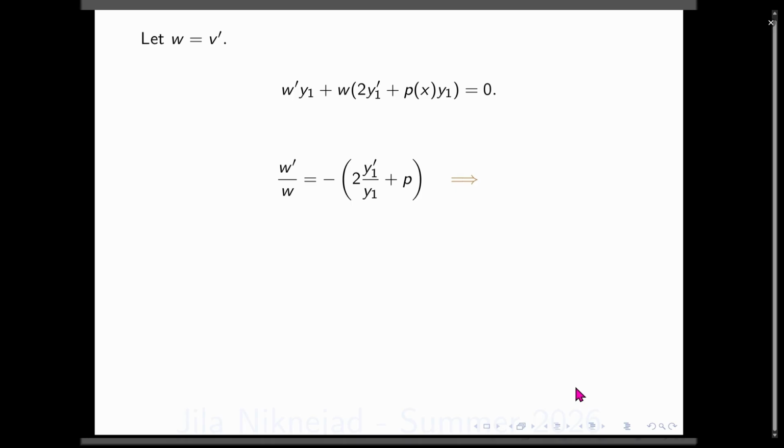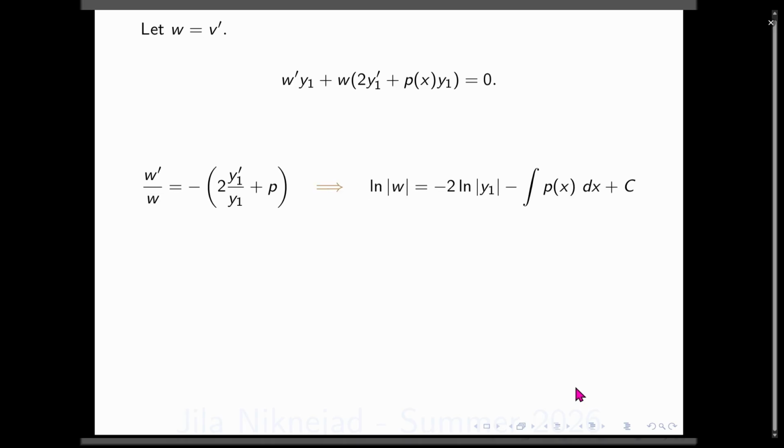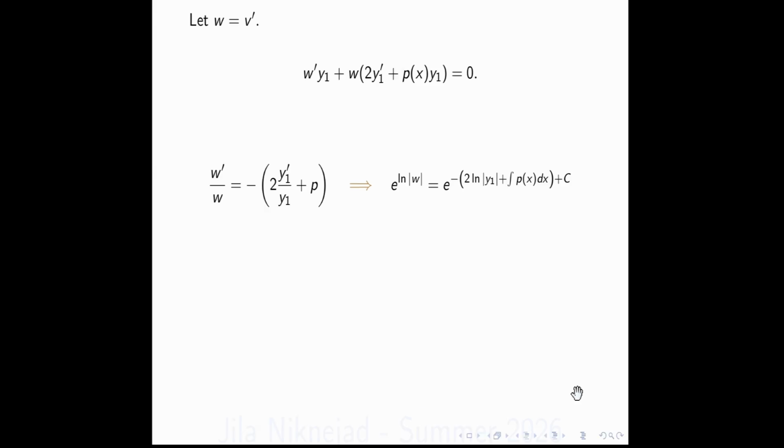Take the integral of both sides, and you will end up with ln|w| = -2 ln|y1| - ∫p dx + c. The rest is just computation. Exponentiate both sides of that equation, so the right side becomes e to the power of the left side. After simplification, that gives you w = c times e^(-∫p dx) over y1 squared.